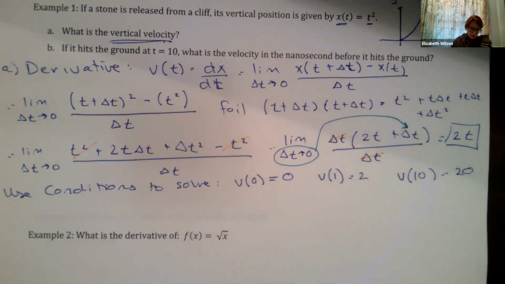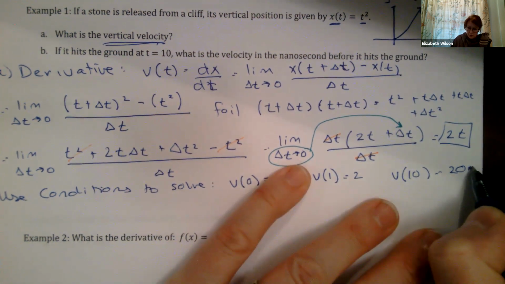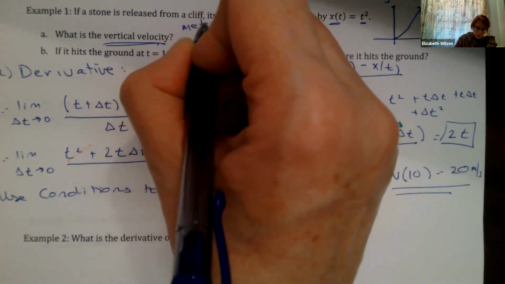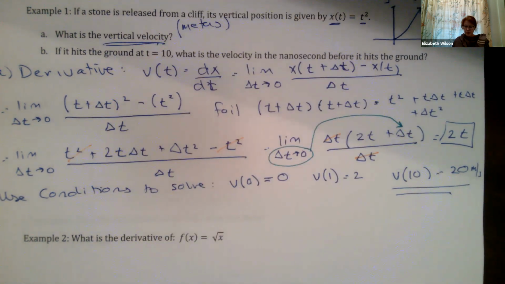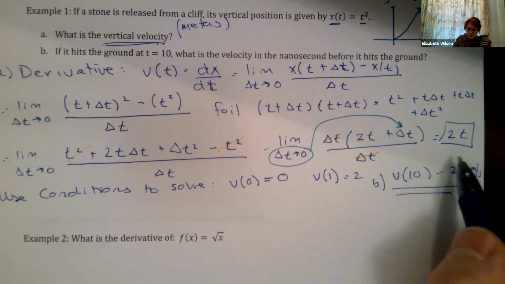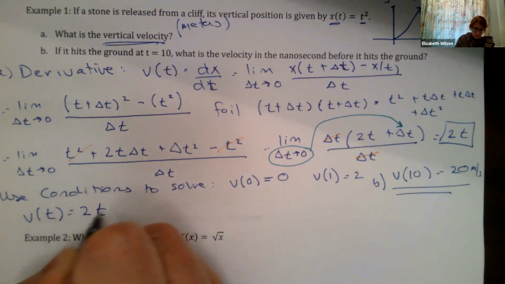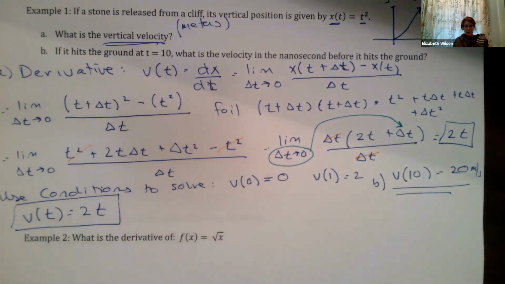And they didn't give me units, so let's just write it in meters per second. They didn't tell me, so I'm going to assume it's in meters. Okay, so I'm going to get v of 10 is 20 meters per second. This is actually the answer for part B right there. Okay, so this is my velocity, 2t. Now I can take whatever time I'm looking for, plug in t equals 0, t equals 1, t equals 10, and find out what the velocity is, okay?